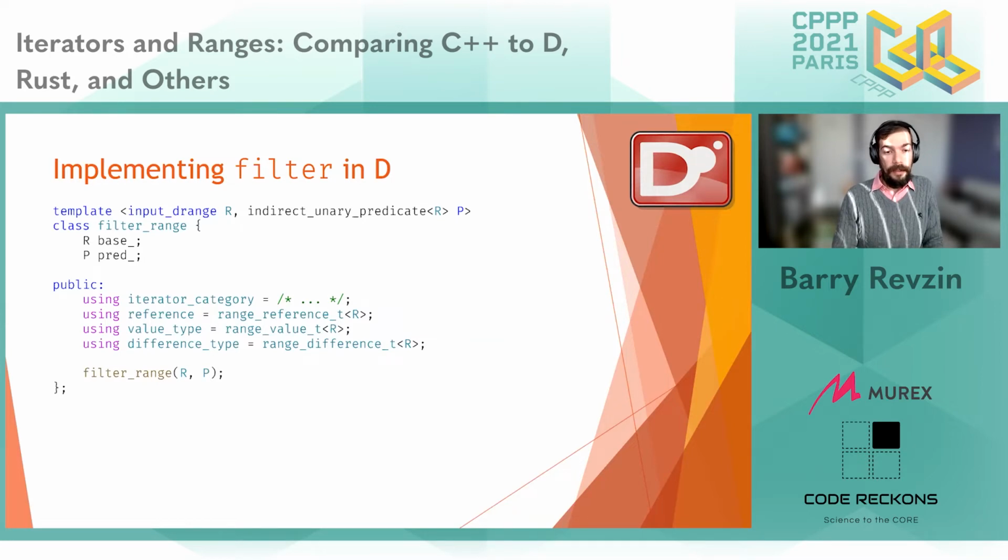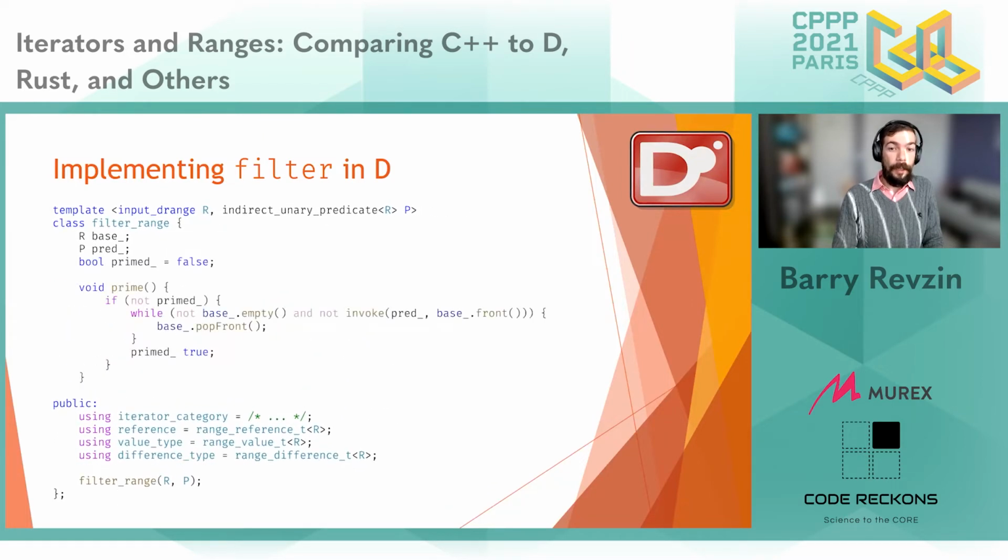So the way that the D standard library handles this case is it has this notion of priming. There's an extra flag here called primed, and a function prime, which, if we haven't primed the range yet, first makes sure that we pop elements off the front until either the range is empty or the front element actually satisfies our predicate. And once we find the element, then we mark primed as true so that we don't have to do this again.